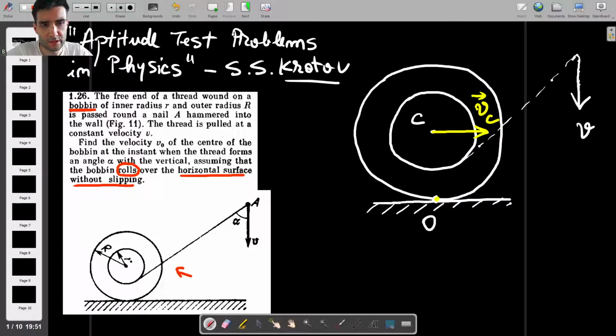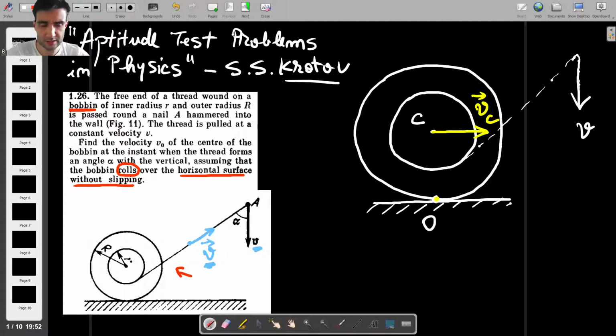Okay, now let's try to understand what's happening with the thread. So as the thread is being pulled, first of all, the thread is inextensible, which means that if I pull on the thread with a velocity v downwards, then every single point on this thread is going to have the same velocity v, right? Now, obviously, this velocity v is different from this velocity v simply because the direction is different, but their magnitudes have to be the same. If the magnitudes are not the same, it means that the thread would extend, which is not the case.